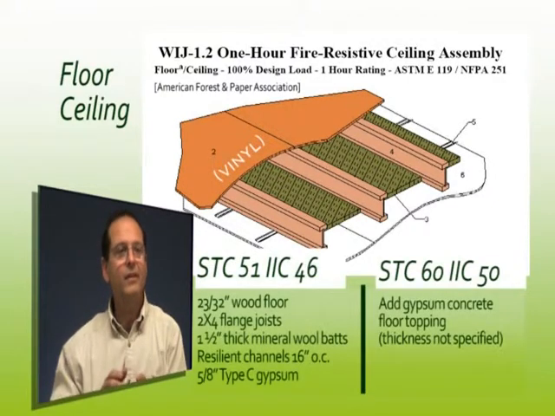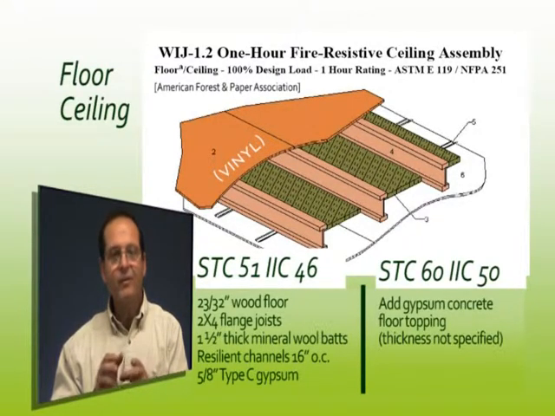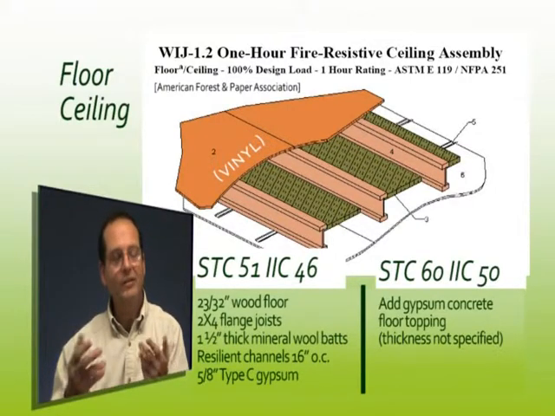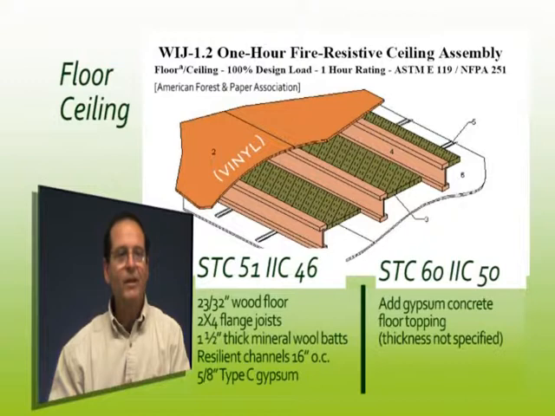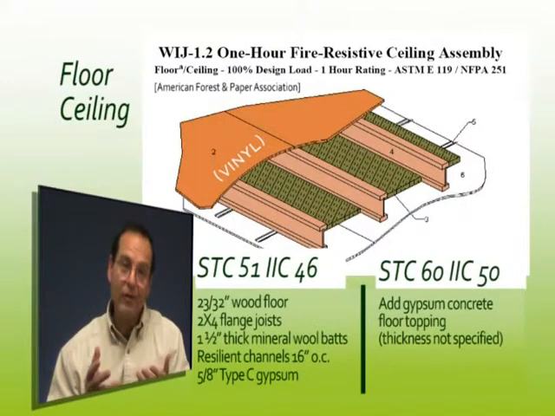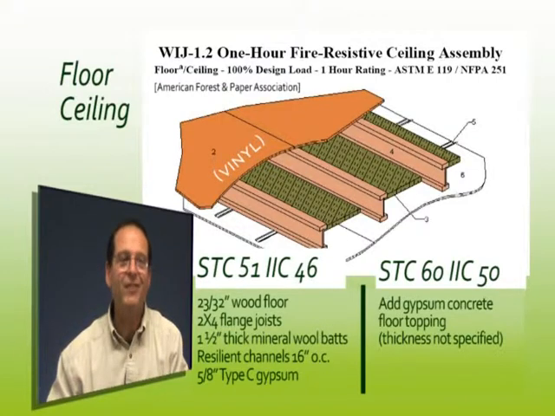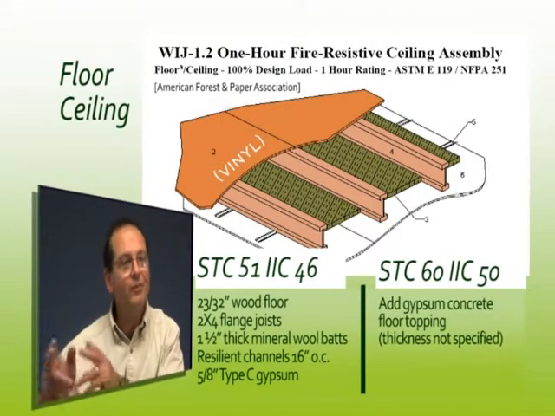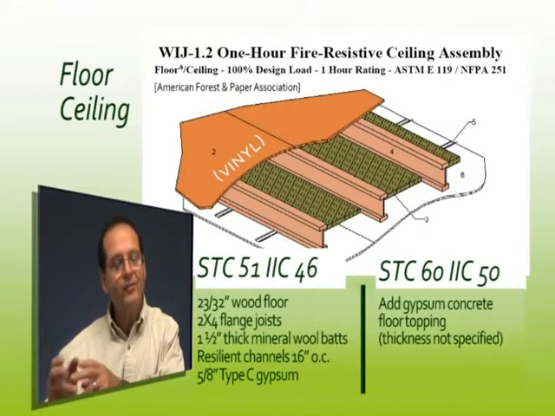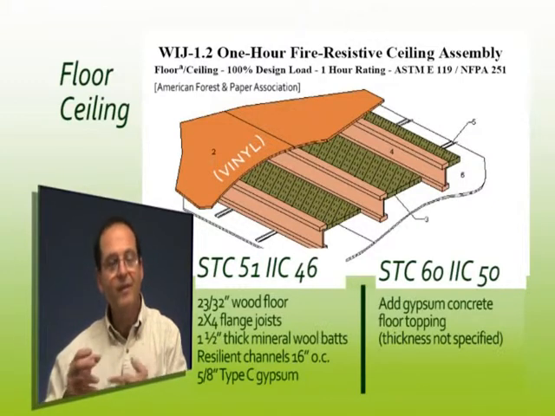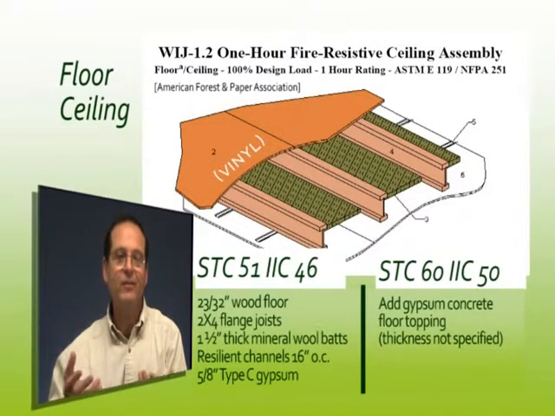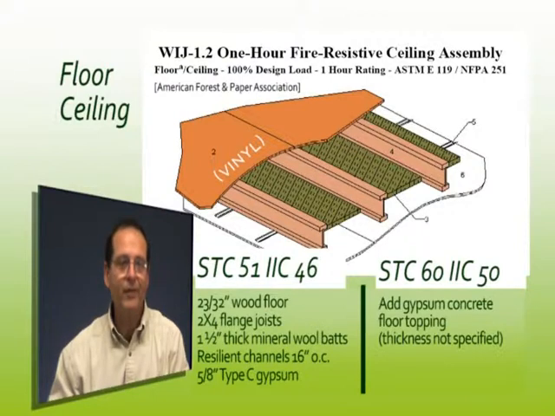And you can see that on the left we've got an STC of 51 with an IIC of 46. That's based on vinyl. And on the right-hand side, it's a little bit better because we can add some gypsum on there. Notice, however, interestingly enough, that depth is not specified on this. You actually have to go to an individual manufacturer's system that looks just like this and find out exactly what those thicknesses are to get those STC and IIC ratings.